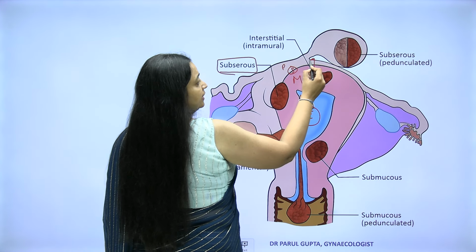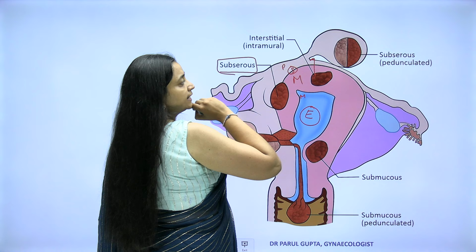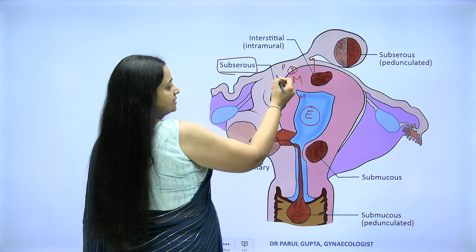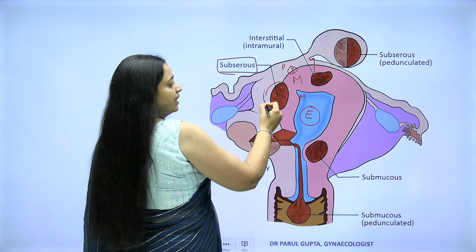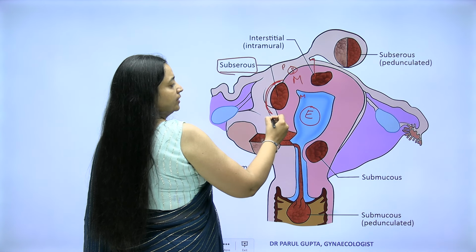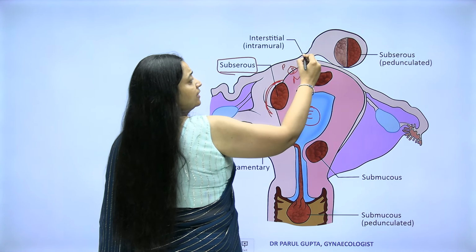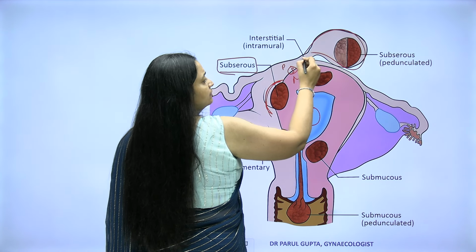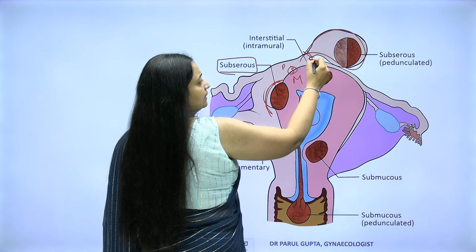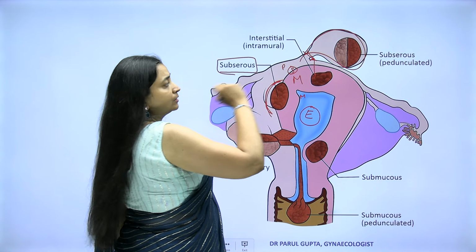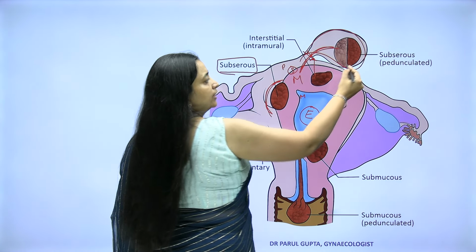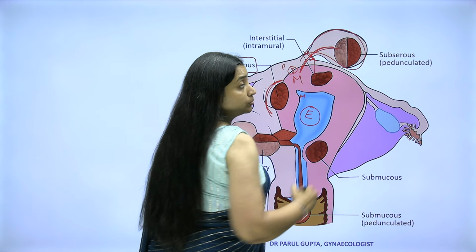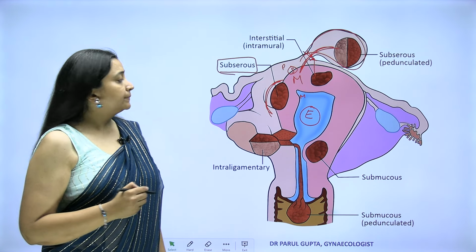But if it acquires a peduncle, what does that mean? See, this is the peritoneal layer, the skin color thing. So if the peritoneum is partially covering this fibroid, it is subserous. But if it completely covers it and then it forms a peduncle, it contains only the peritoneum and the feeding blood vessels. So it becomes a subserous pedunculated fibroid, right?